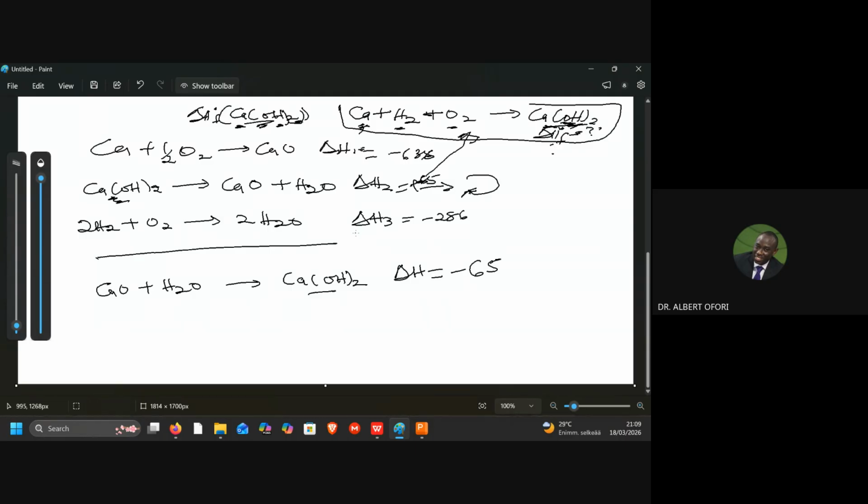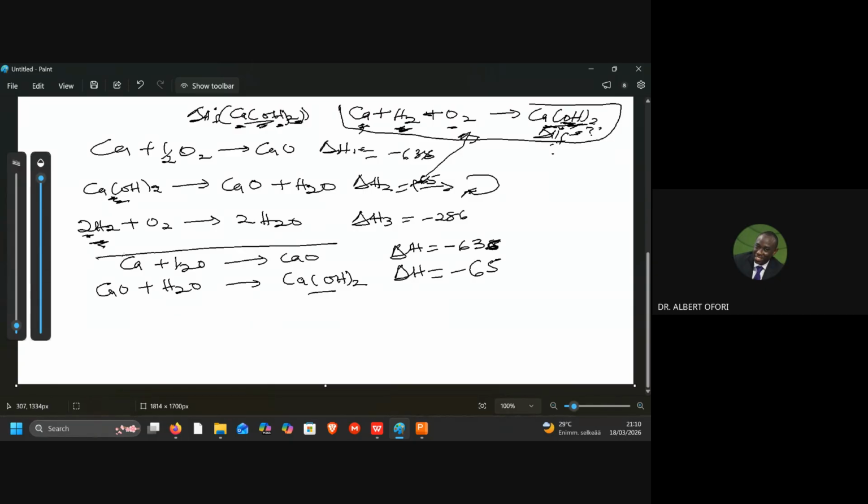Are we okay? So for the first equation, calcium plus half oxygen giving you calcium hydroxide, I didn't do anything to that equation, so it still remains the same. Now, my third equation: look at hydrogen here and look at hydrogen on my target. Yes, hydrogen is on my right, but if you look at my target, I need 1 mole. This equation says that the hydrogen there has 2 moles.